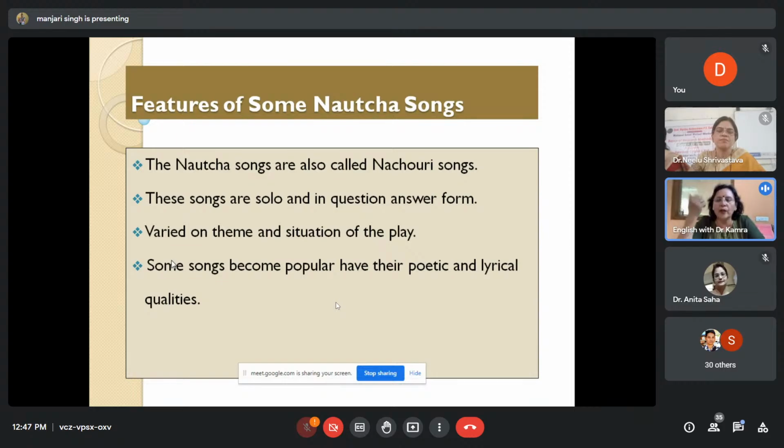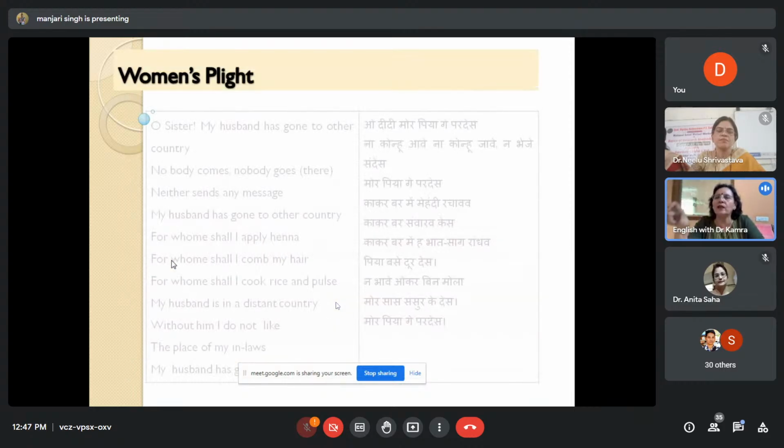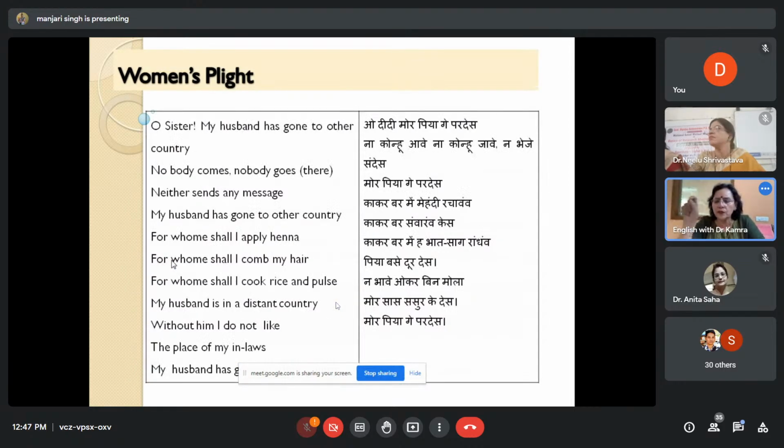O Didi mor piya ge pardes, na konu ave, na konu jave, na de veje sandes. Mor piya ge pardes, kakar bar mein mehndi rachawa. काकर बर समारव केस, काकर बर में है भात साग रांधव, पिया बसे दूर देश, न भावे ओकर बिन मोला, मोर सास ससुर के देश, मोर पिया गए परदेश.